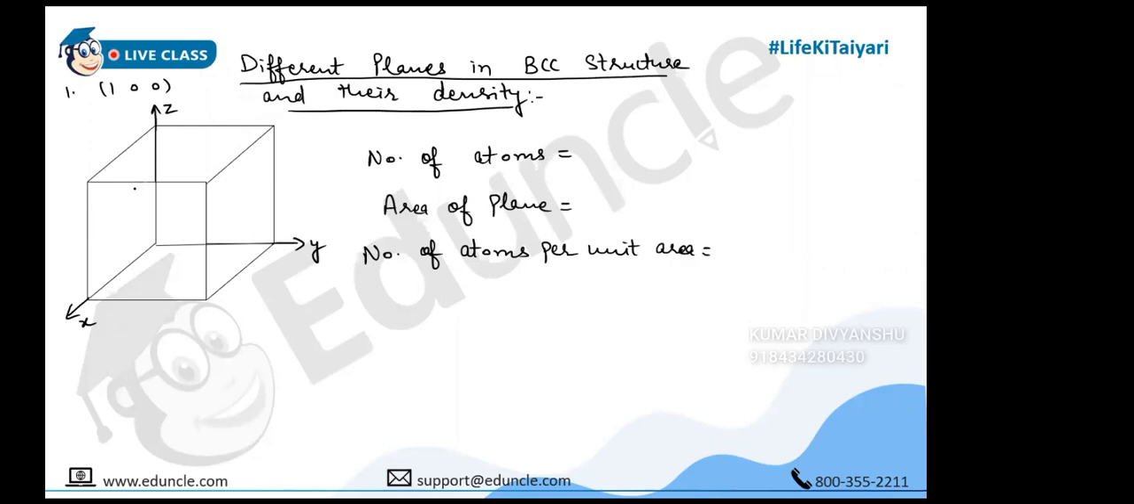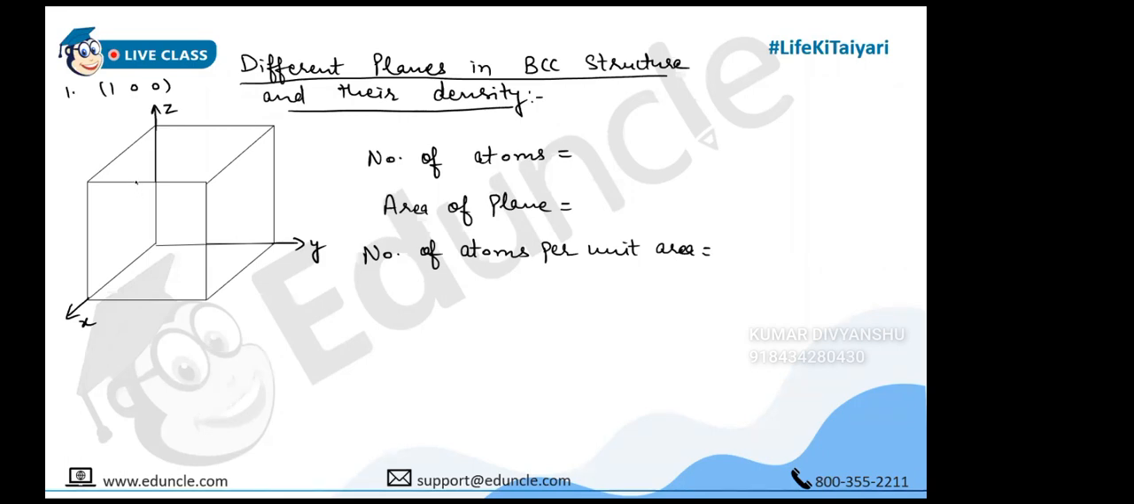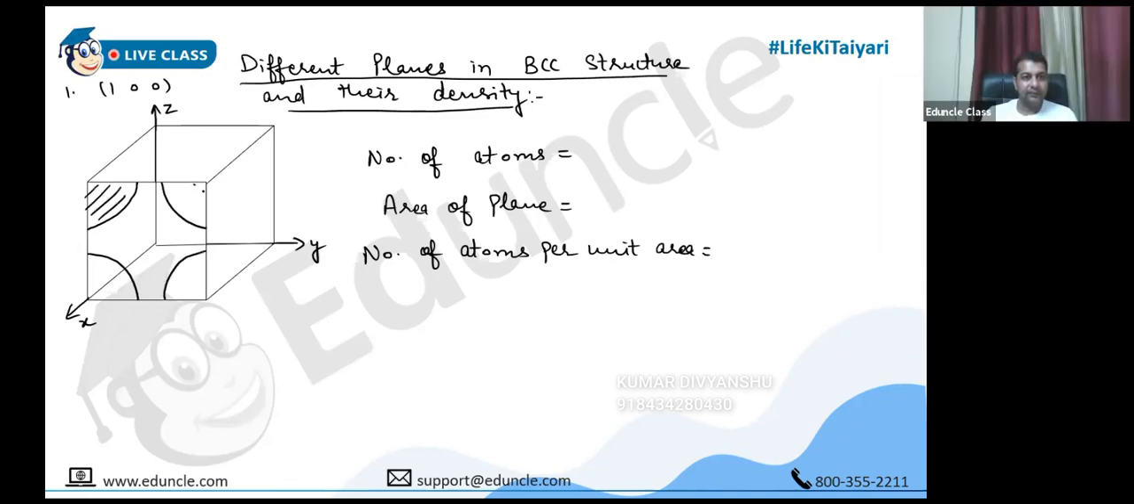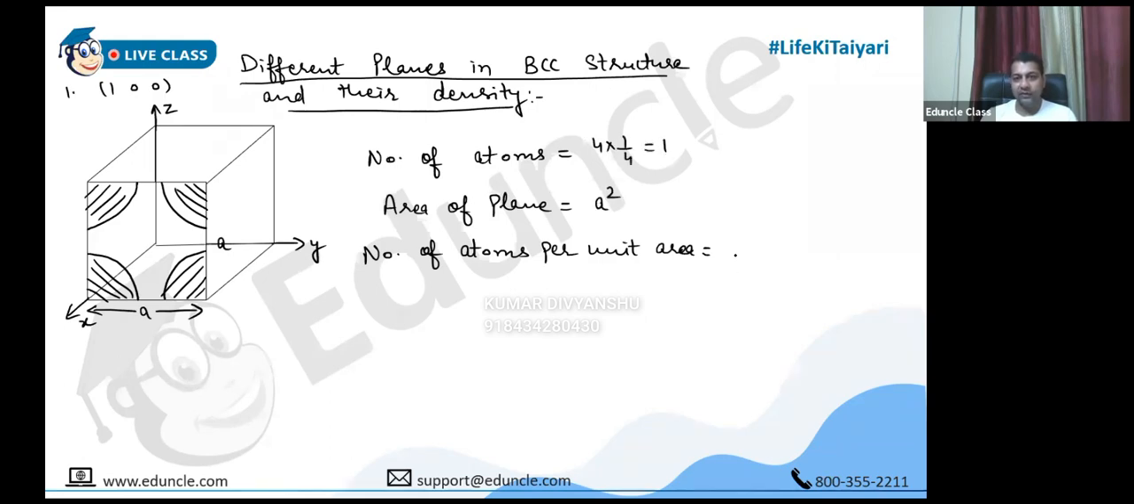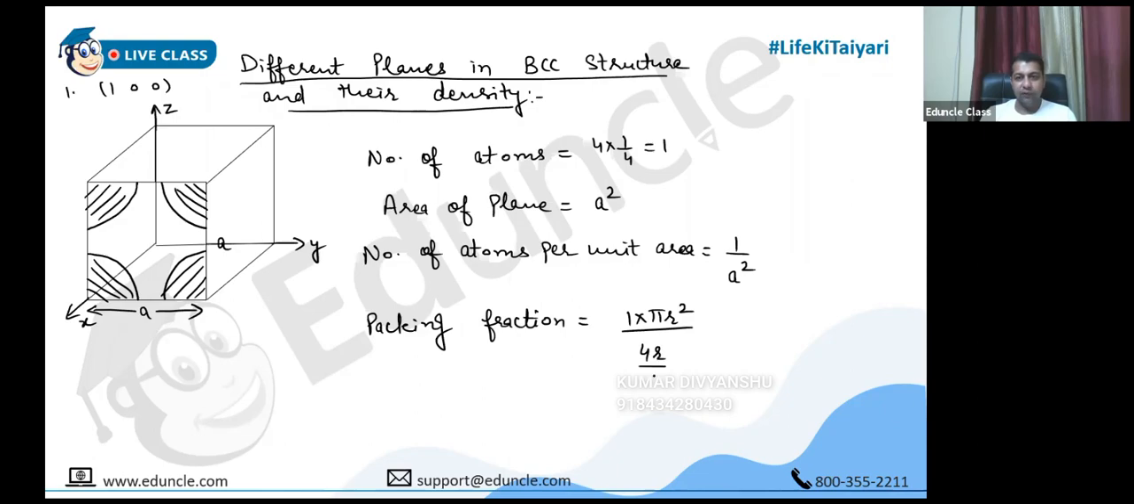It will be just like simple cubic, na? Like this, na? This is A. This is also A. So again, it is 4 into 1 by 4, which is 1. What is the area of plane? Again, A square. 1 by A square. So packing fraction will also be similar to the simple cubic one, pi by 4, isn't it? But A value is different. Sorry, A is 4r by root 3 in this case, na? So it is going to be different.